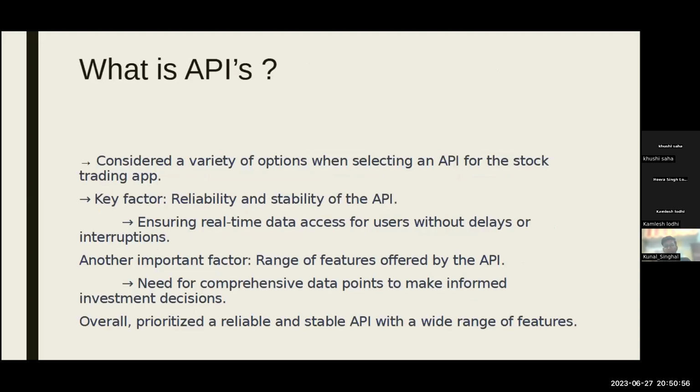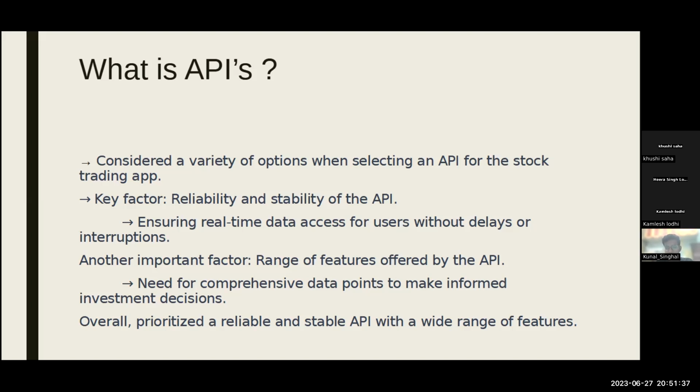What is an API? API stands for application programming interface. We considered a variety of options. What are the key factors? On that basis we have to choose which API ensures real-time data access for users without delays or interruptions. We are choosing an API that should not come with interruptions, and the data access should be fast. An API maintains a connection between the app and the backend services. That is the middle role an API plays. So the API should be fast and without interruptions.